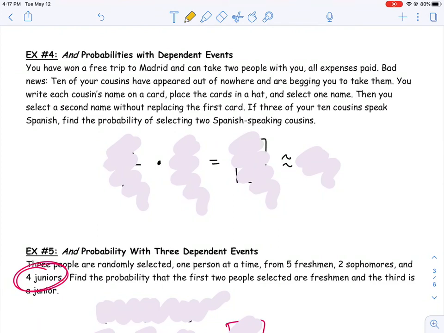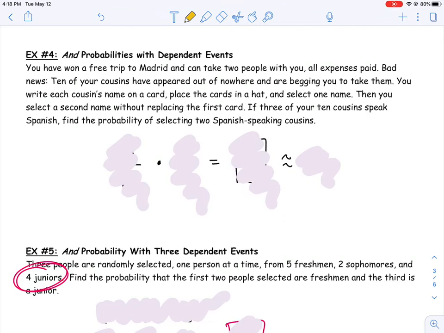Example number 4 says you have won a free trip to Madrid and you can take 2 people with you. All expenses paid. Bad news. 10 of your cousins have appeared out of nowhere and are begging you to take them. You write each cousin's name on a card, place the card in a hat, and select one name. Then you select a second name without replacing the first card. You wouldn't want to put the first card in there because you've already picked that cousin to go with you. If 3 of your 10 cousins speak Spanish, find the probability of selecting 2 Spanish-speaking cousins.